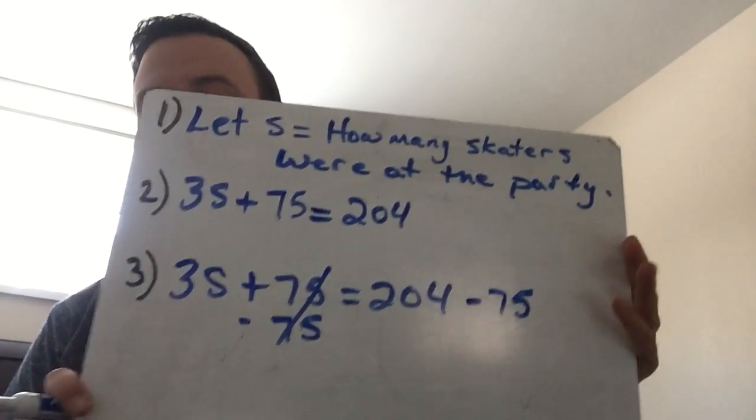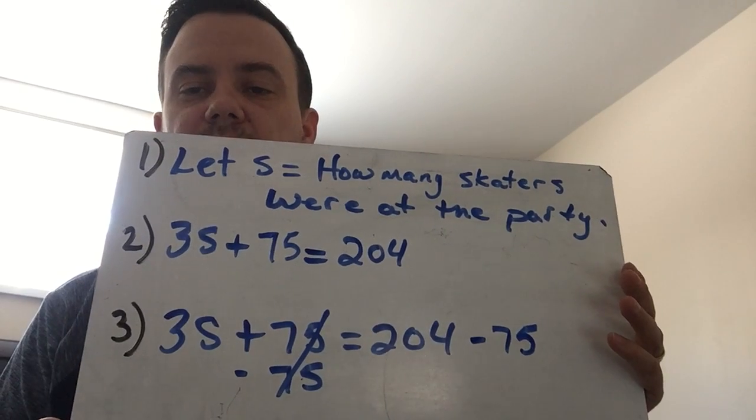Remember, get rid of the one not attached to the variable first, and the one that's not attached to the variable in this question is 75. So it's a plus 75, we got a minus 75 to cancel it out, which is the opposite of addition, is subtraction. And then we got to do the same thing to the $204 on the other side of the equal sign, subtract 75.